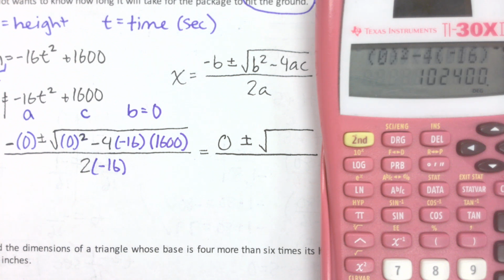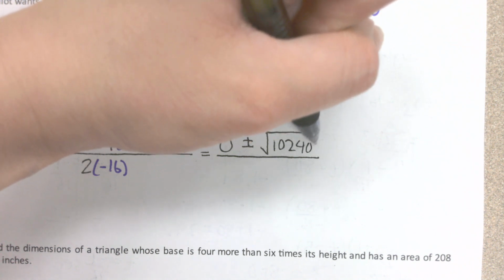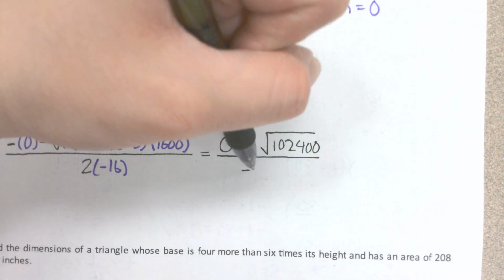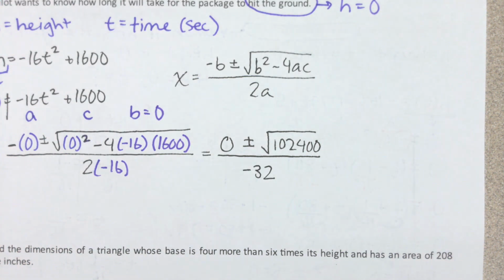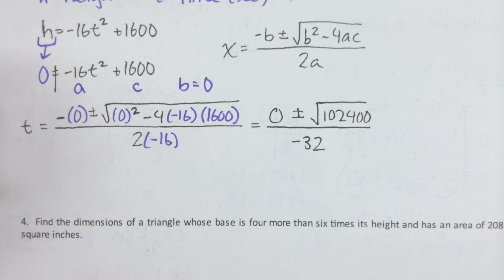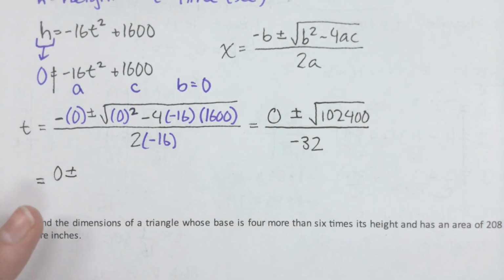If you type this in your calculator correctly, you will get 102,400. On the bottom, 2 times negative 16, that's negative 32. From here, we have 0 plus or minus, and let's see if that's a perfect square.